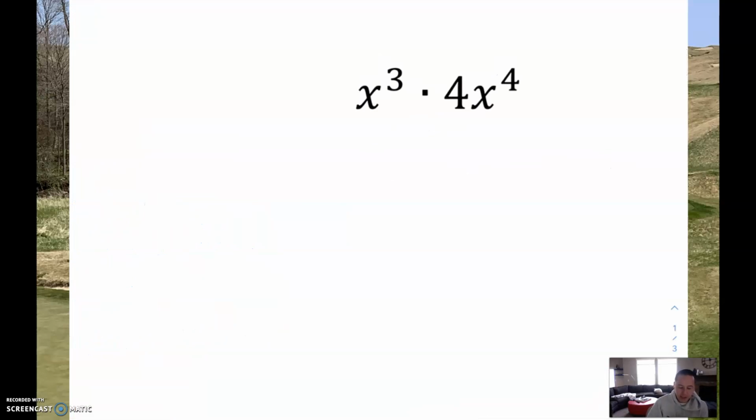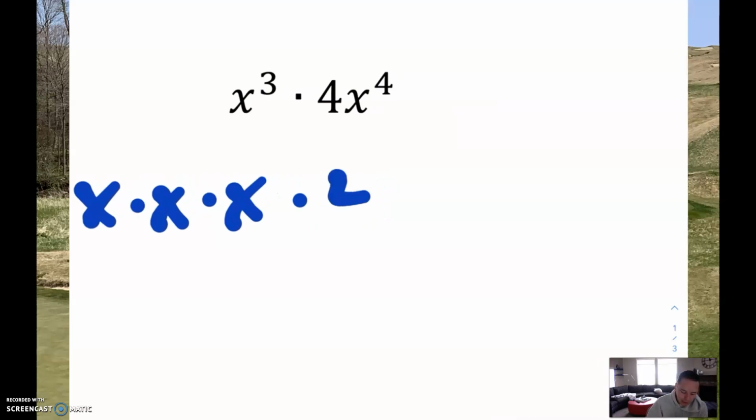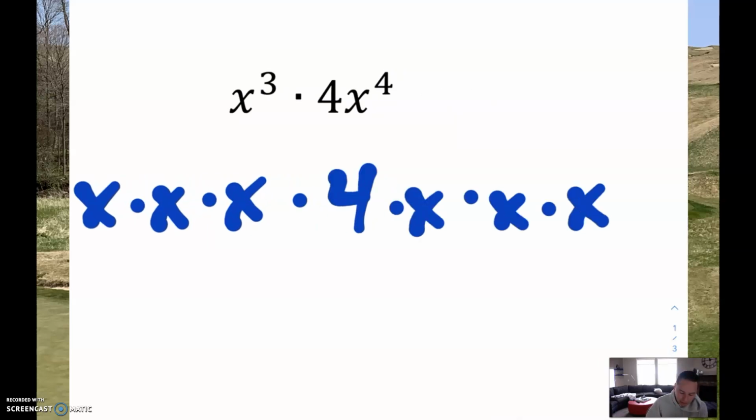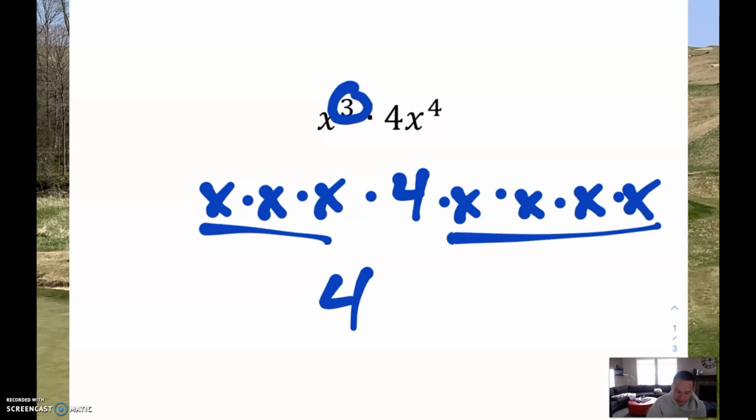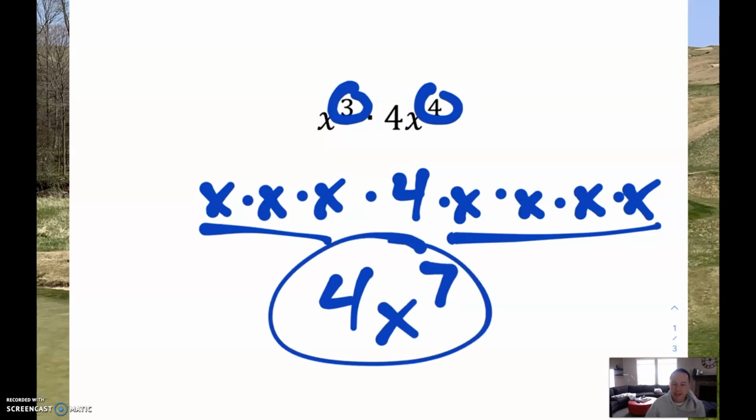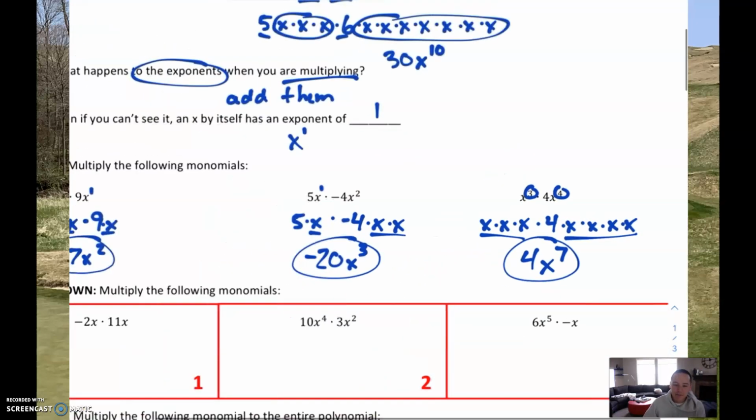And lastly, we have x cubed times 4x to the fourth. Well, here's x cubed. It's just 3 x's multiplied together. Times 4x to the fourth. And then we want to simplify this. So the only number I see is 4. Keep that as a 4. And we had 3 x's here. And we had 4 x's here. And when you multiply them all out, it's a grand total of 7 x's multiplied together. So it's 4x to the 7th power.